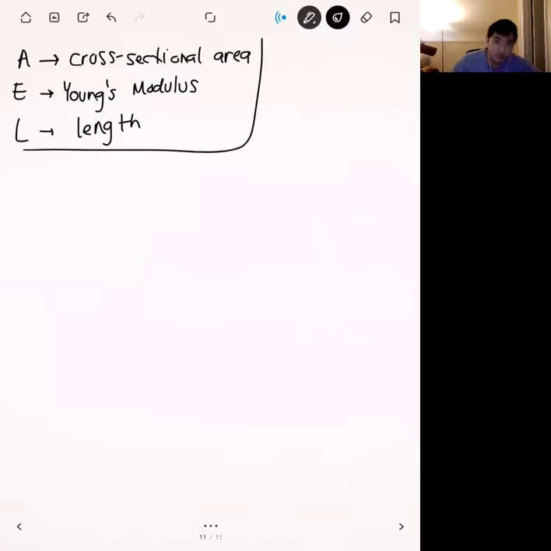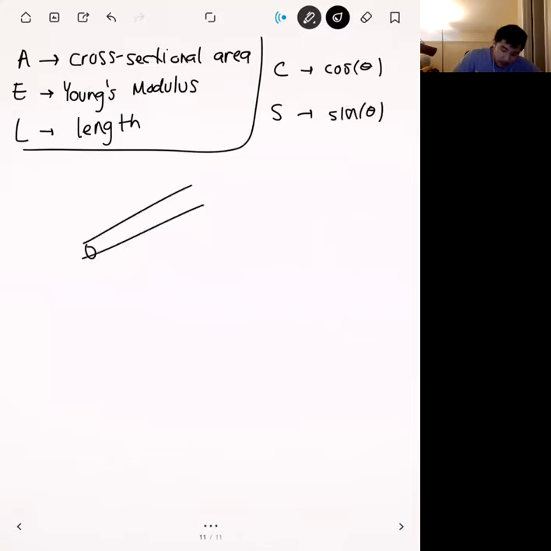In addition to this, we have C and S, right? And so C here is nothing more than cosine of theta, and S here is sine of theta, which are cosine and sine of the angle. Every time that we have an element here in 2D, it forms this angle theta with the x-axis. And so C and S here are just going to be cosine and sine.